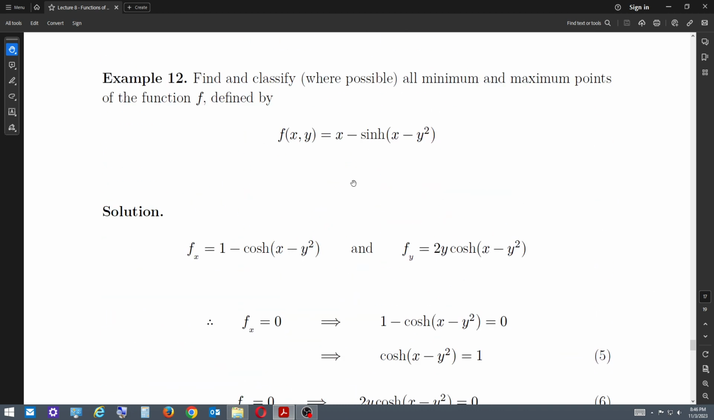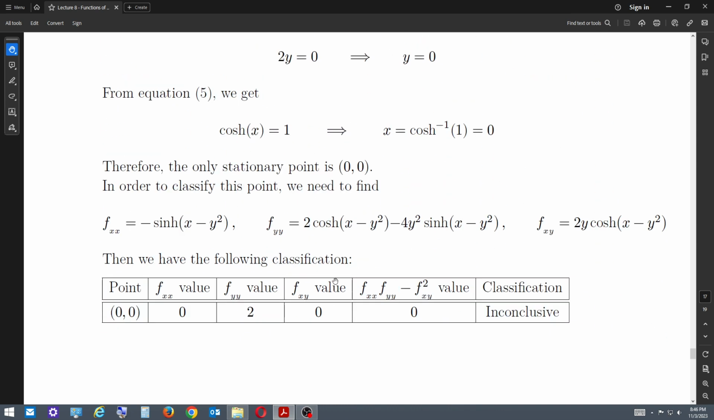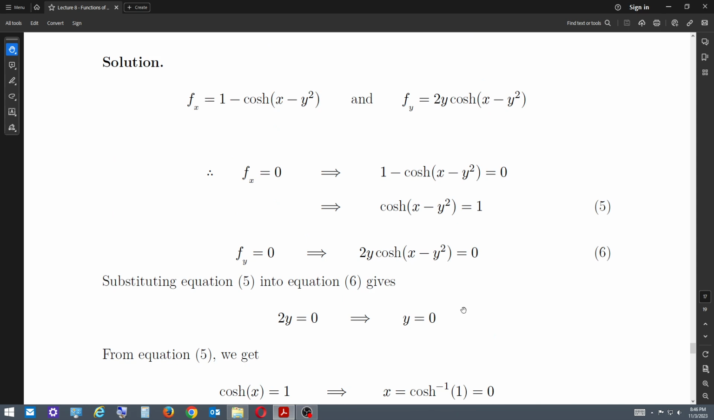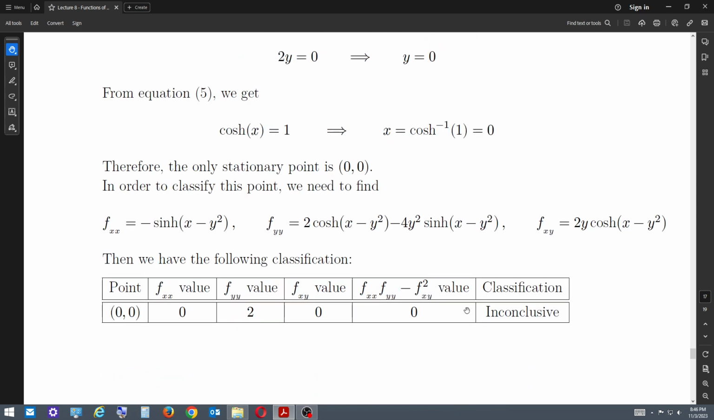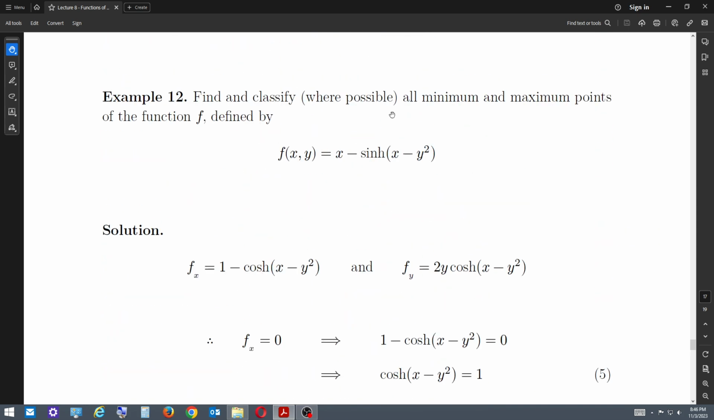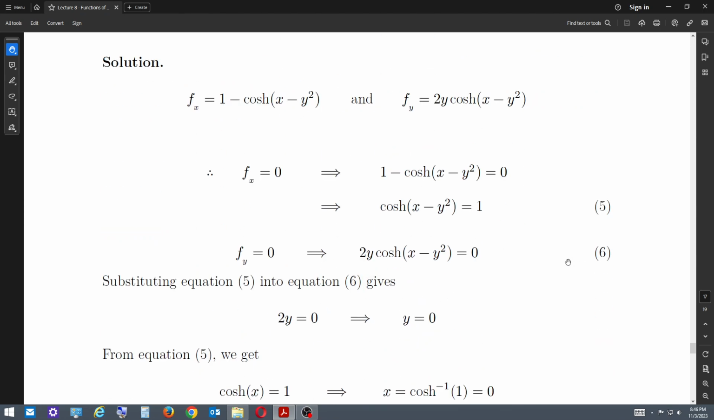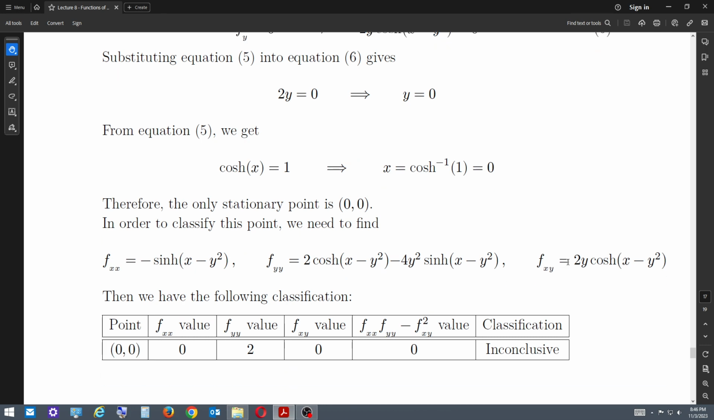Alright, this example here is just one where it's inconclusive. I'm not going to go through this one. You can go through it yourself just to make sure you understand how to do it. Just make sure you understand the working involved, but you're not going to get something like this where the test itself is inconclusive.